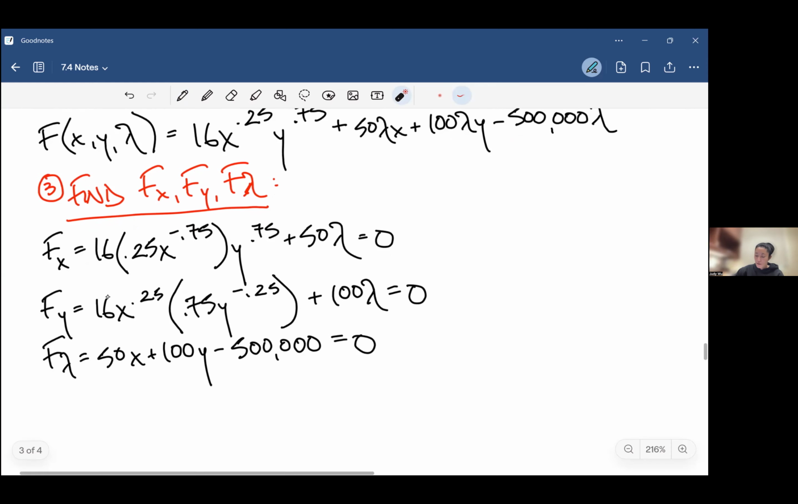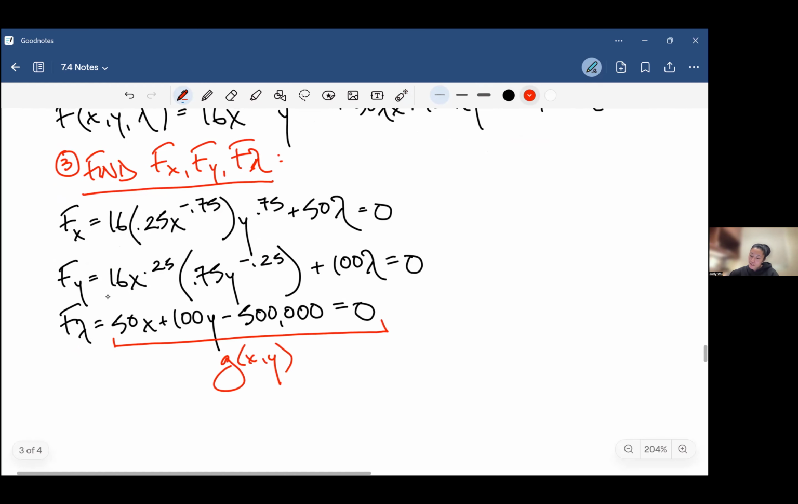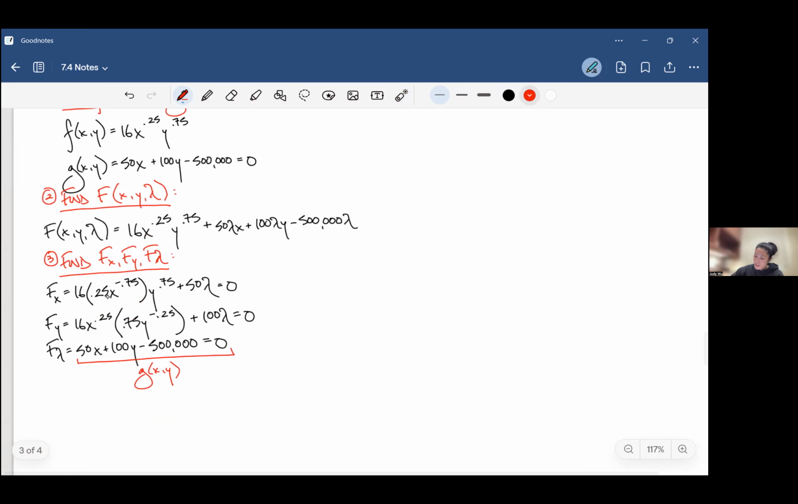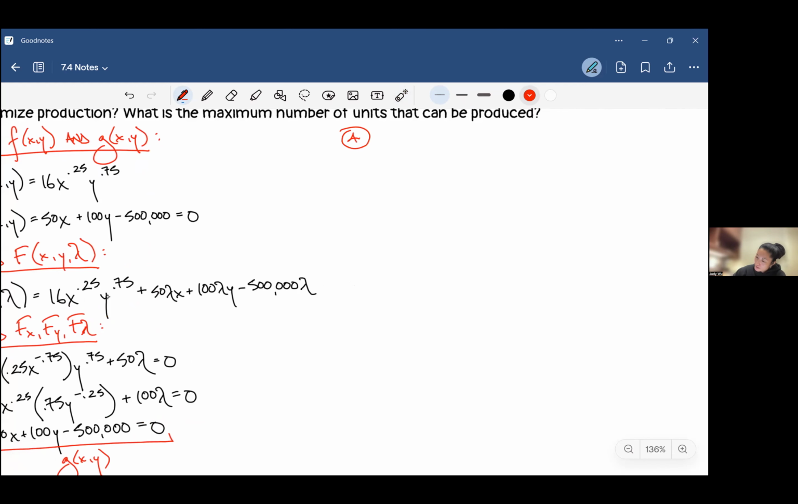Now, some of you might have noticed that this F lambda is the same as our g of x, y, right? Let me just shrink this a little bit. Look at this, our g of x, y is the same as our F lambda. So if you don't want to find F lambda because you know it's the same as g of x, y, you can just go ahead and write g of x, y. That's fine. But just keep in mind it has to equal 0. All right, so we found all these things. Now for that step 4, we have to do a bunch of algebra and see what happens.